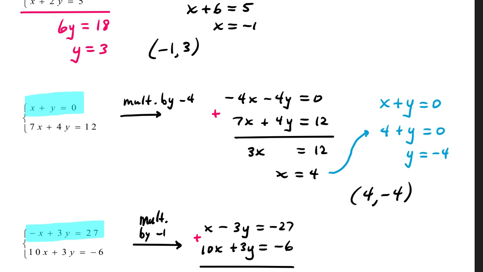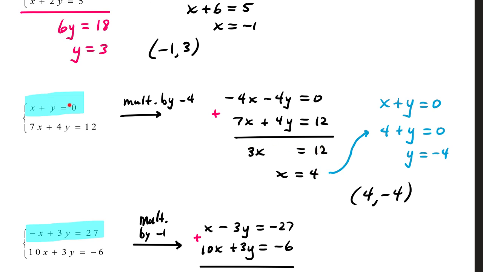So what we're going to do is we're going to force an opposite. If you multiply this top equation by negative 4, you're going to get negative 4x minus 4y equals 0. That forces opposites with the variable y. When you add, you get 3x. The y's are eliminated because you forced opposite signs. Add these, you get 12. 3x equals 12 when x equals 4.